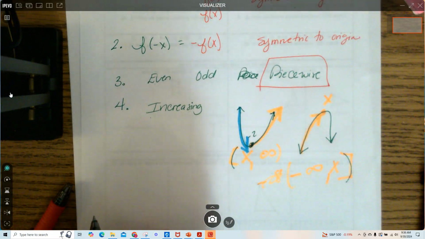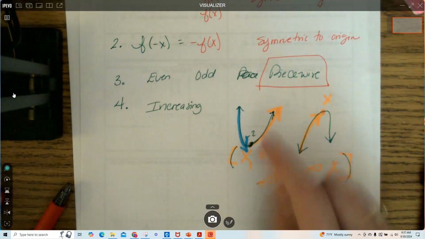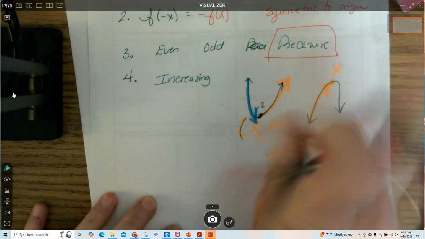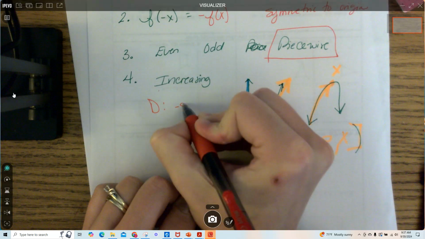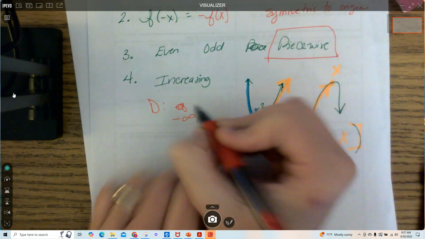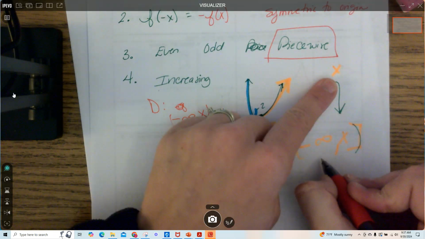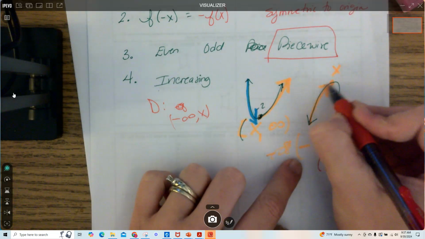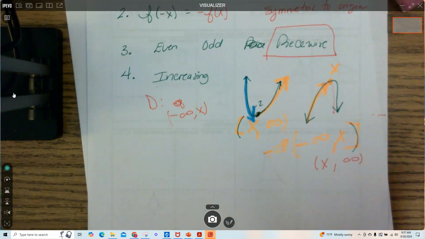I said I got it wrong. Okay, let me look. So if it's opening up this way, your decrease is going to be from negative infinity to that x value. If it opens up, your decrease here is going to be from that x value to positive infinity. So again, even though it's going down, the x's are getting bigger. It's the x values, not the y values.